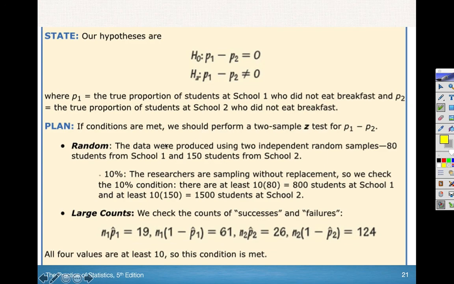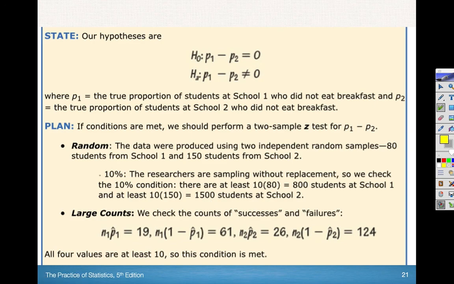Random: the data were produced using 2 independent random samples from school 1 and school 2. 10% is met for both. You have to check that for both. There are at least 800 students in school 1 and at least 1,500 students in school 2. It said it in the question.